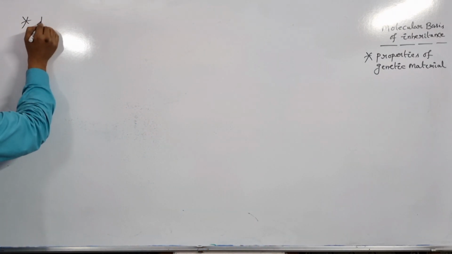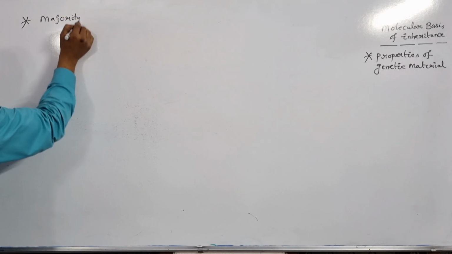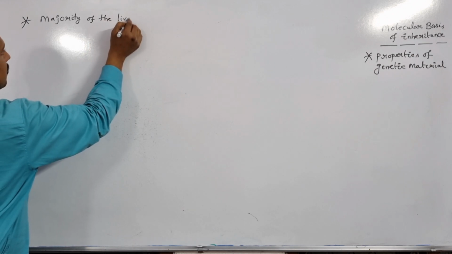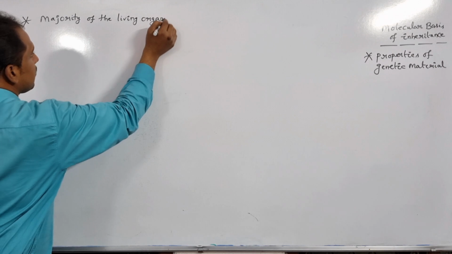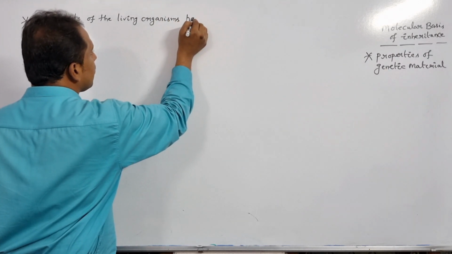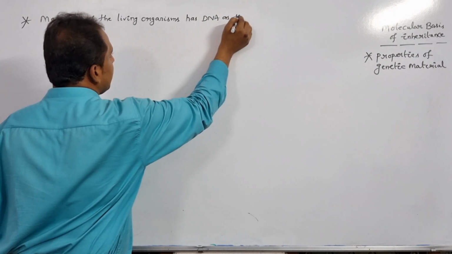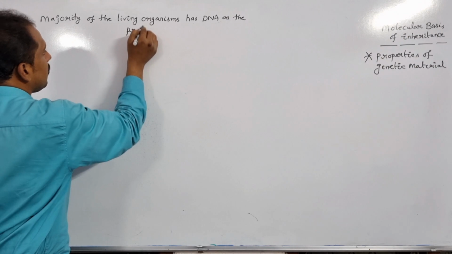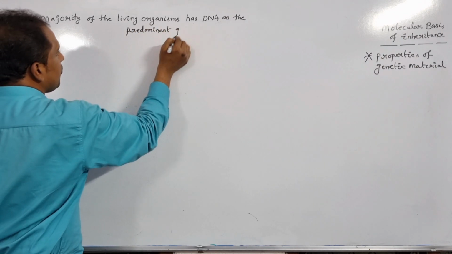Majority of the living organisms has DNA as the predominant genetic material.